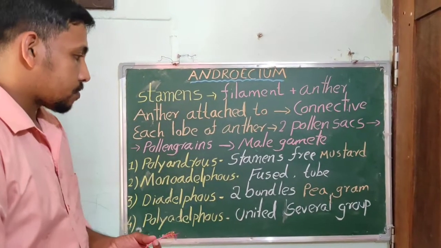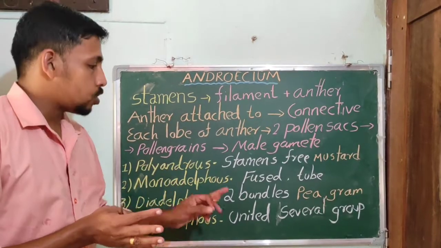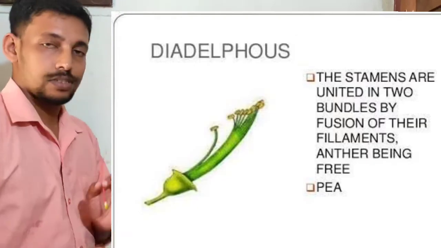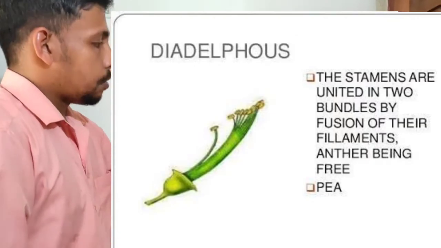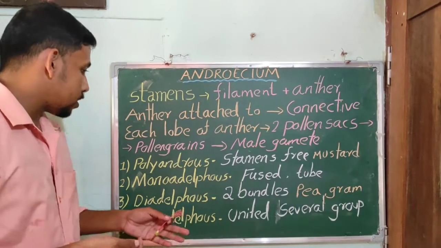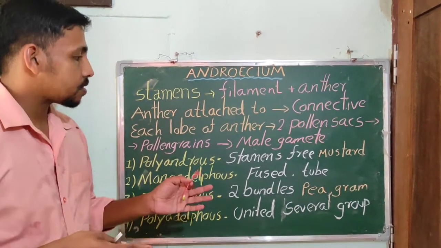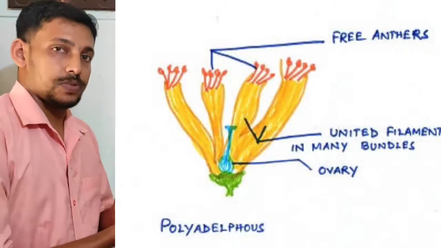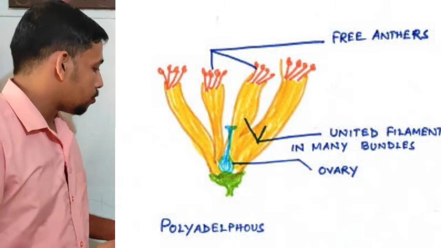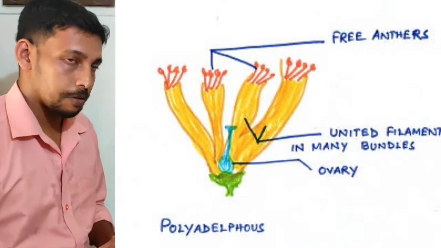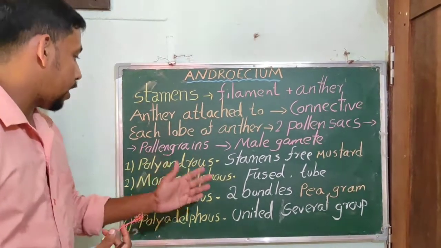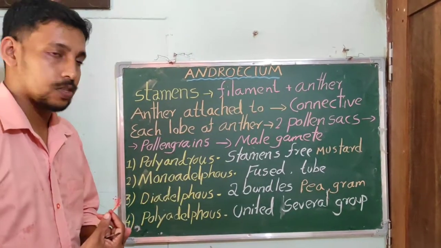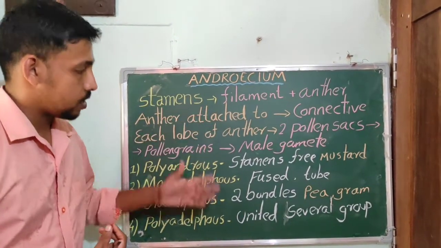Then in some flowers, the filaments are arranged as two bundles. That is known as diadelphous, for example peas and gram. Then in some other flowers, the filaments are united as several groups. Such a condition is known as polydelphous. So there are polyanthers, monodelphous, diadelphous and polydelphous. These are the different conditions.